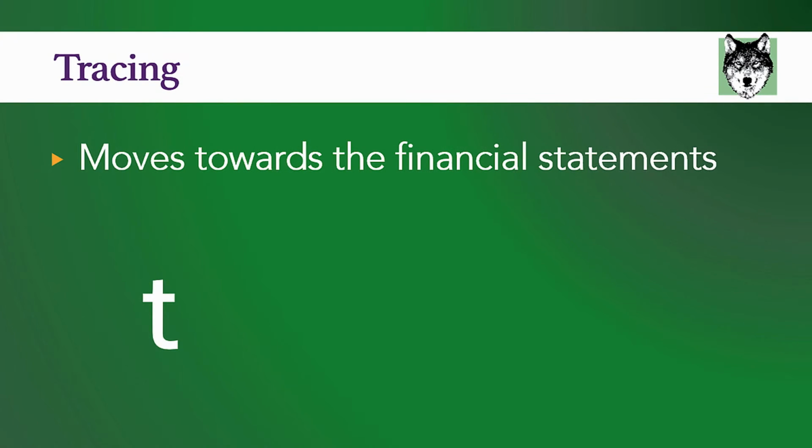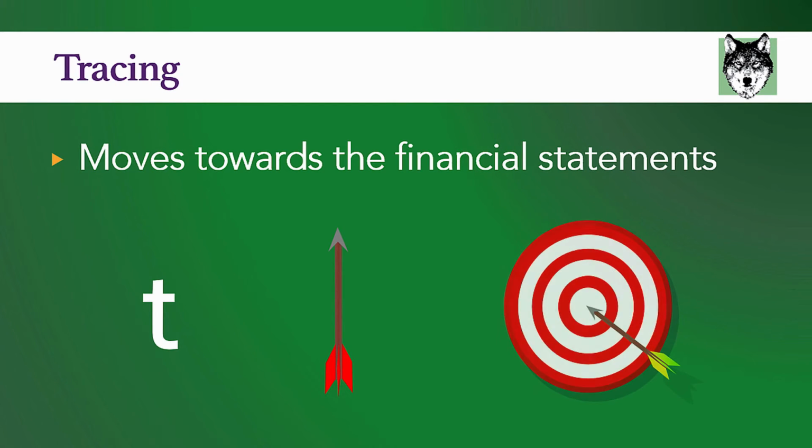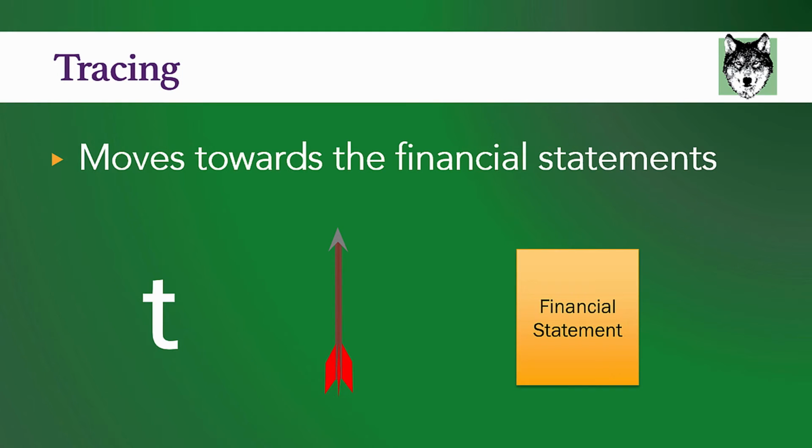So when you look at the word tracing, it begins with the letter T. And to me, a T looks a little bit like an arrow. And what do you do with an arrow? You take an arrow and you shoot it towards a bullseye. Well, for an accountant, our bullseye is the financial statements. And that's what tracing is. You're taking your source document and you're tracing it through in the direction of our bullseye, the financial statements. So that's how I remember tracing.